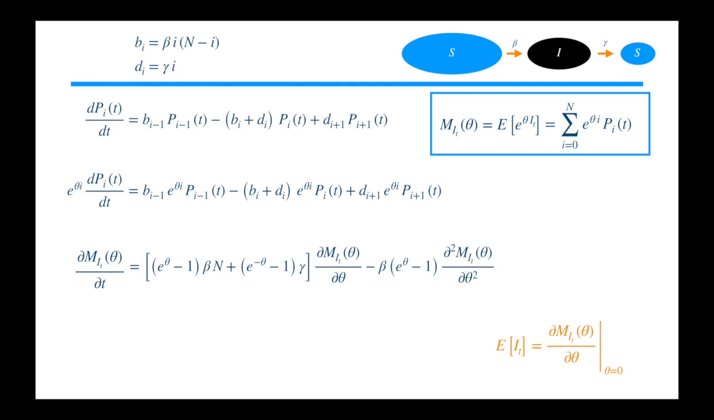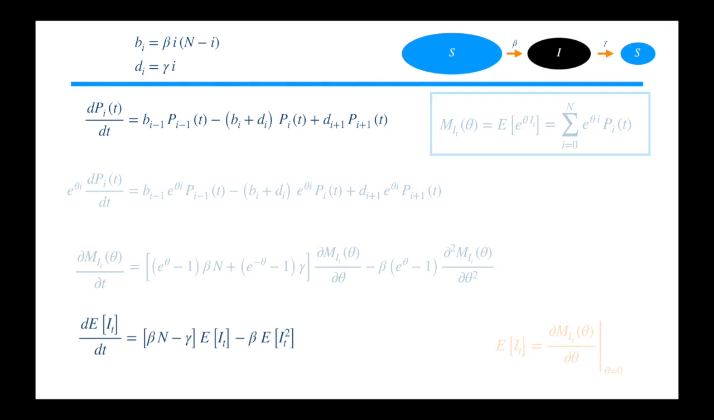As you can easily verify, if you differentiate the PDE for the moment generating function with respect to theta, and then set theta equal to 0, you will get this differential equation. So you can see the dependence on the second moment, which means analytical solutions are harder to obtain. However, this equation is not strange to us.